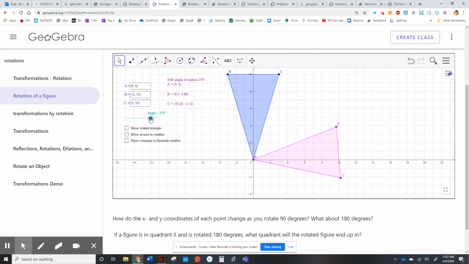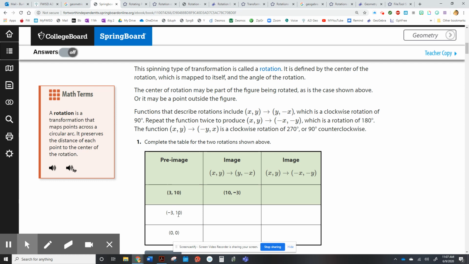Okay, so let me go back to Springboard real quick and see. This says complete the table for the 2 rotations above. So this one's telling me that functions that describe rotations include this description right here. Let me write on this. The Springboard book is a clockwise rotation of 90 degrees. So let's see if I can write this right here.